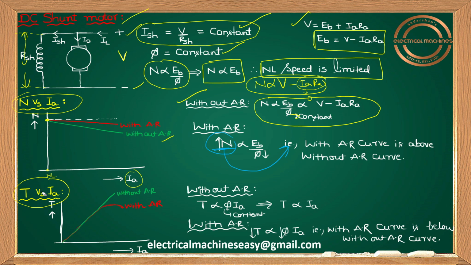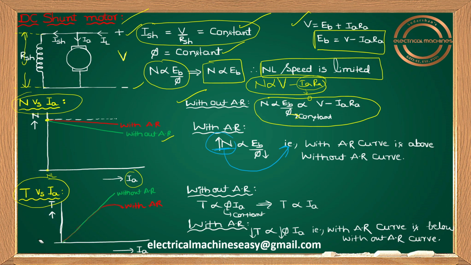And let me draw the T versus IA curve. Yeah, T versus IA. Let me take first of all without armature reaction. Then I'll go for with armature reaction. Okay, guys. Right. T proportional to phi into IA. So let me take flux value as constant in the DC shunt motor. I told you flux is constant. Let me take flux constant. So T proportional to IA.